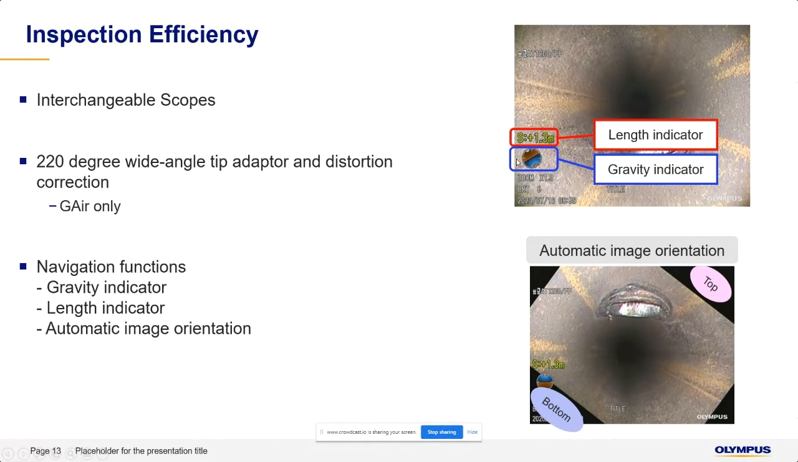One new feature that we've never had before is the auto image orientation. So the G-Air can use this gravity sensor information and automatically rotate the image so that the blue portion of the indicator is always pointing up. So no matter how you twist and turn the insertion tube, the image you see on the screen is always going to represent up on the screen as true up and down as true down toward the ground.